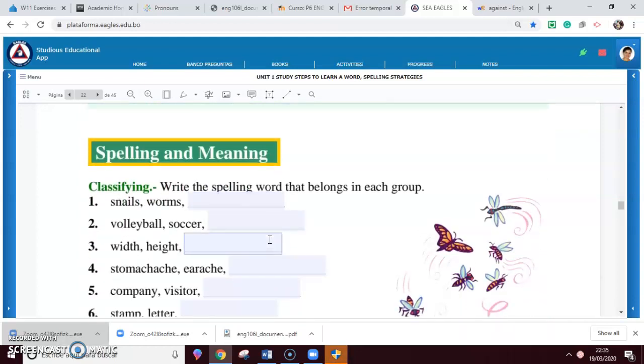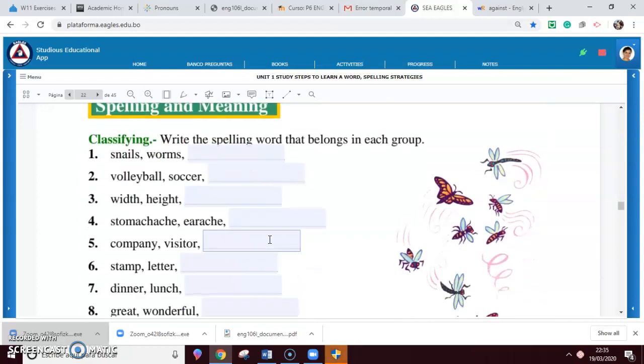Now we're going to work on spelling and meaning, classifying. Write a spelling word that belongs in each group. When you're classifying words, a clue that will help you will be looking for synonyms. Let's work on number 1. Snails, worms. What do you think is the word that belongs to this group? Insects.